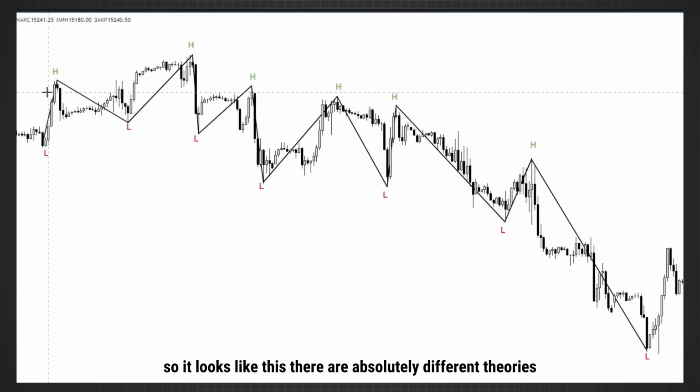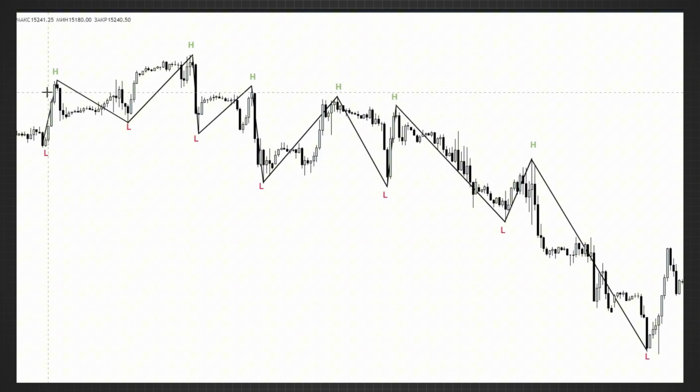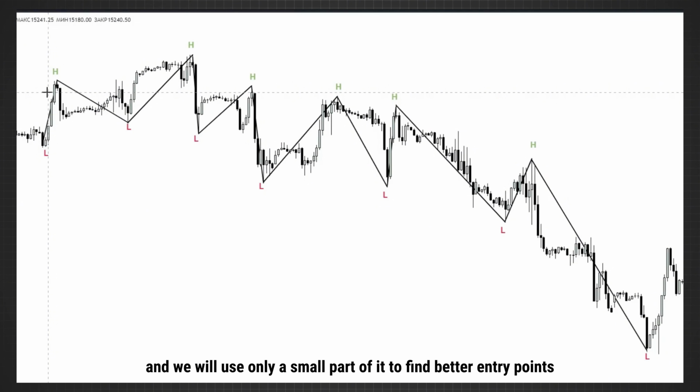There are absolutely different theories. There is wave analysis. You can use it in absolutely different ways. We just use this as a reference point. And now I just need you to understand the essence, because we will apply this essence on different time frames. It will be repeated, duplicated, and we will use only a small part of it to find better entry points.